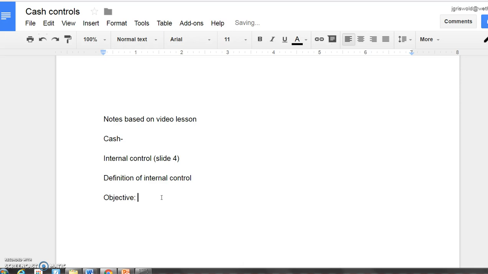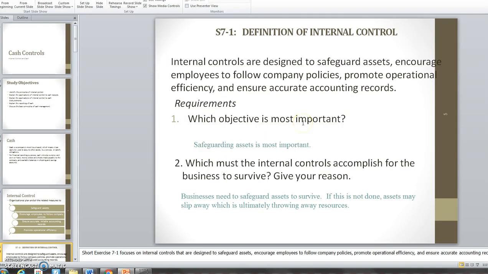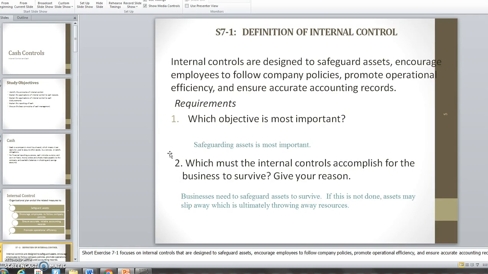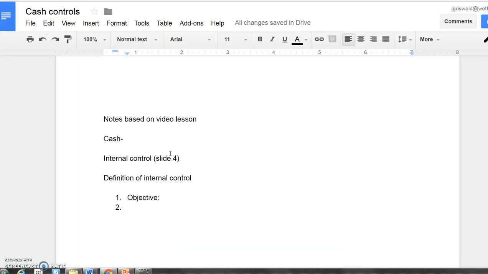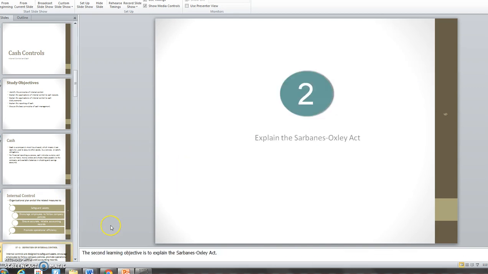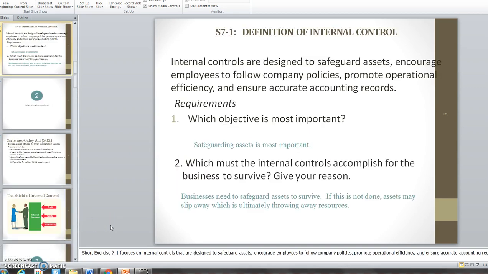Objective. So again, make sure you put this objective number 1. And then summarize number 2. What they accomplish, to survive. So summarize this in your notes. Let's continue.